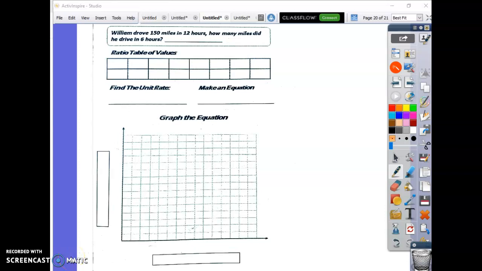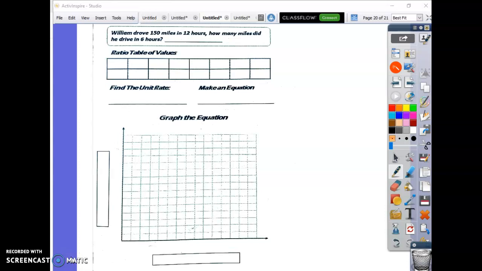Hi guys, so we're going to take notes on this example and then you will be responsible for doing the two problems on the inside of this foldable. So, William drove 150 miles in 12 hours. How many miles did he drive in 6 hours?